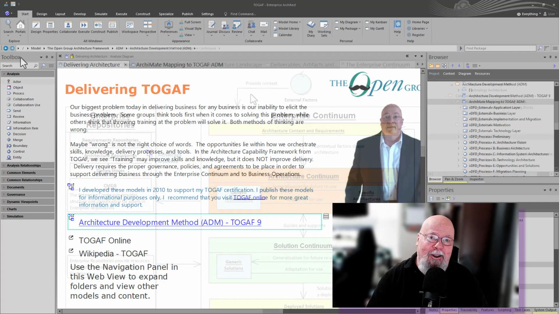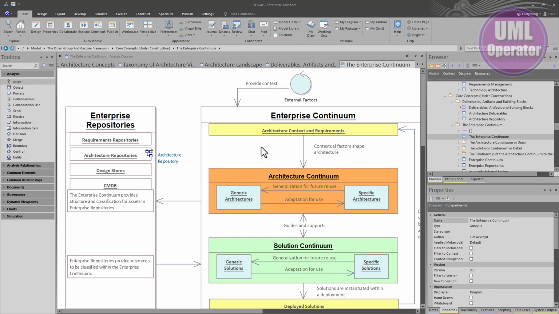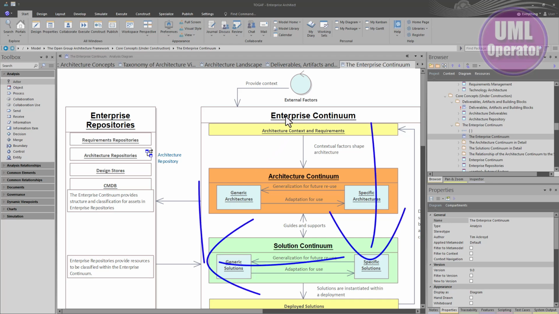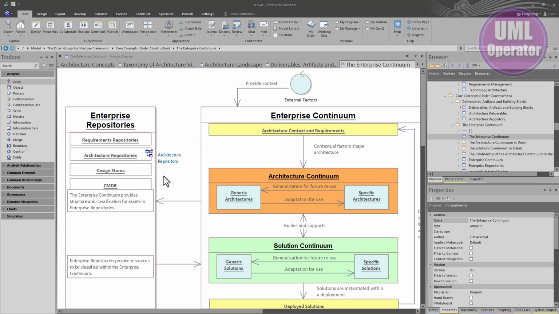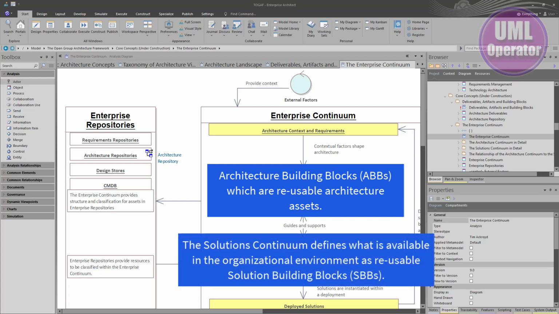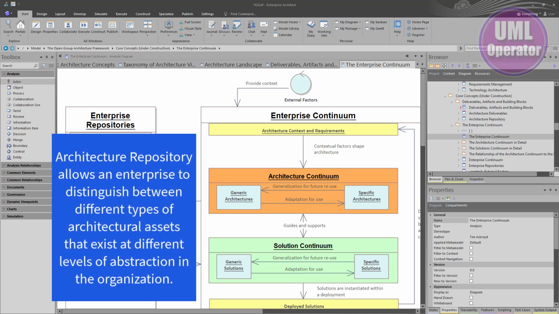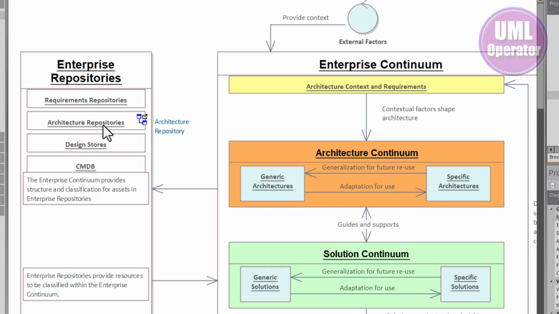So let's get started. In previous episodes, I've talked a great deal about the Enterprise Continuum, or TOGAF's Enterprise Continuum, and our fictitious company is Arco, and so I would call theirs the Arco Continuum or Arco Enterprise Continuum. So this is where you have your architecture building blocks leading into your solution building blocks in delivering your systems and software. My bigger focus is on the enterprise repositories, or the company repositories, where we've got requirements repositories, architecture repositories, design stores, and our configuration management database.